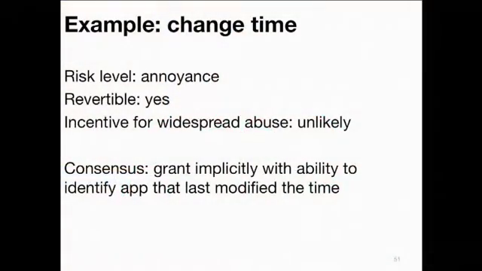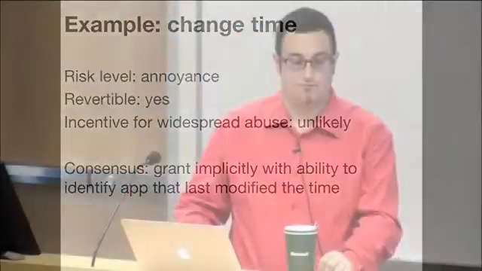So another example on the other end of the spectrum. Yeah? What would be the incentive for widespread abuse? Why would someone want to do that? What's the malice? Blackmail? Yeah, blackmail. Changing the time is the other end of the spectrum.